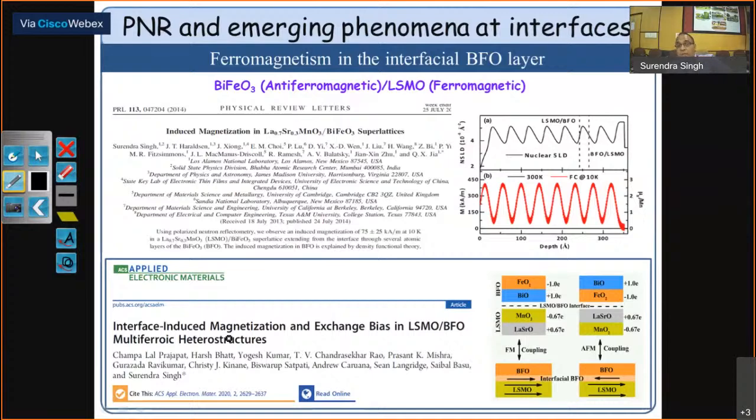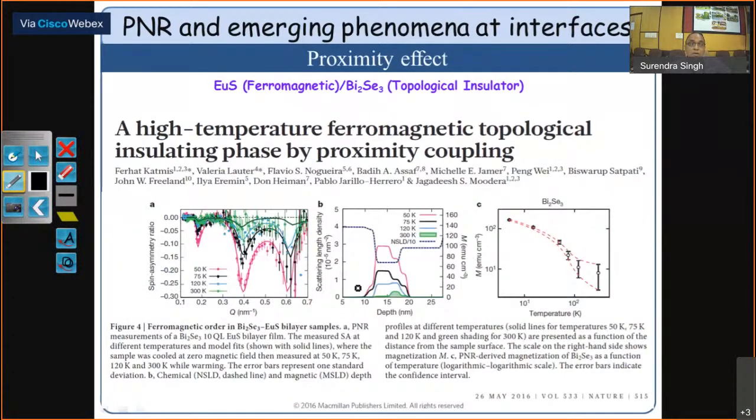There is another phenomenon which is there in nature. Yes, it is in the Nature paper. So this kind of thing is happening at the interfaces. There is a theoretical explanation why this happens, you have orbital reconstructions, ferromagnetism.